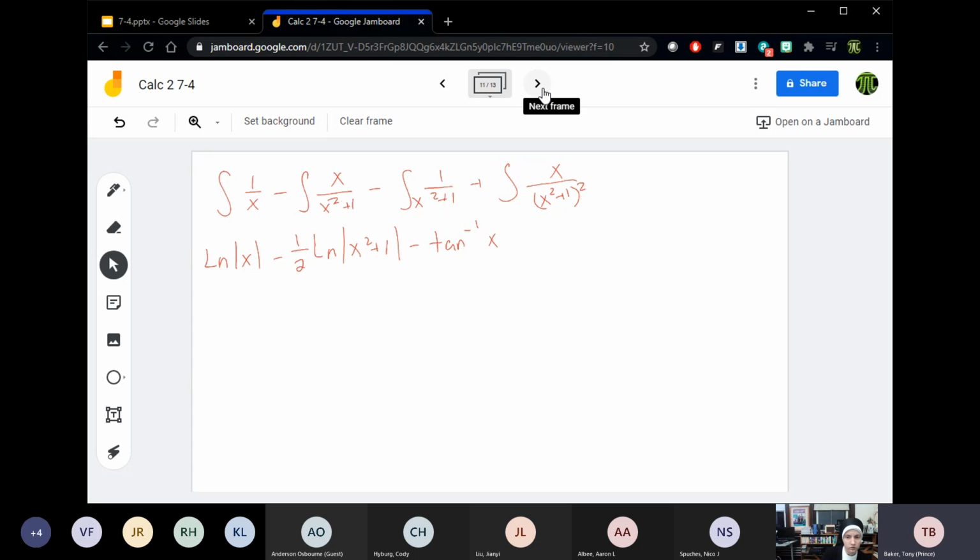And now this one, because it's squared, this one becomes 1 over 2 times x squared plus 1, because I remember I have 1 left, and that's where the 1/2 comes into play.